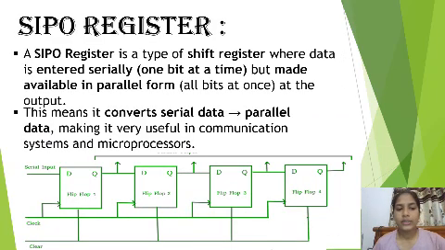SIPO register. A SIPO register is a type of shift register where data is entered serially but made available in the parallel form at the output. This means it converts serial data to parallel data, making it very useful in communication systems and microprocessors.